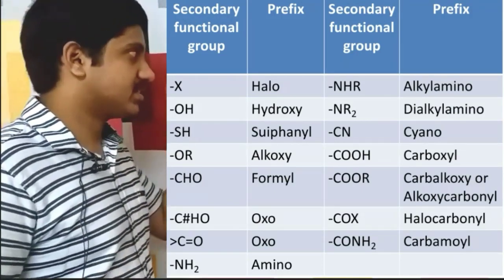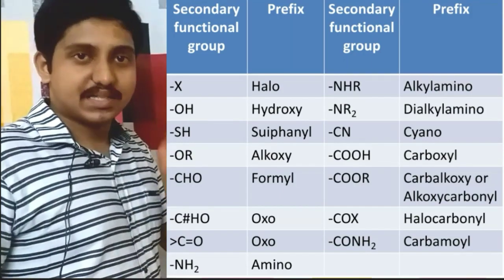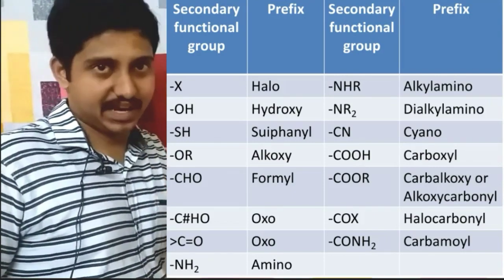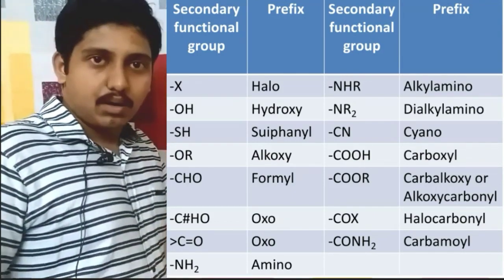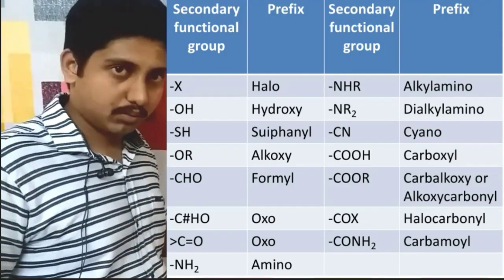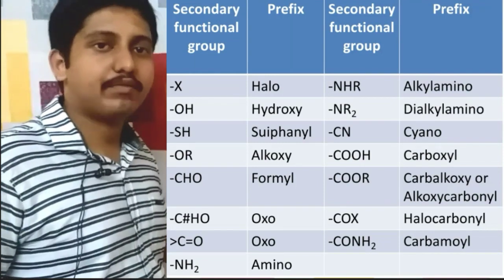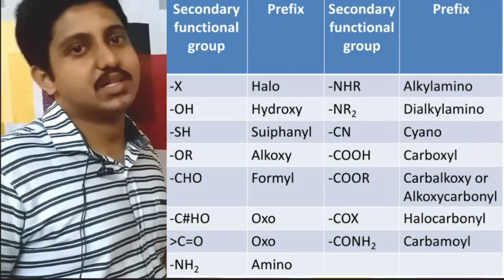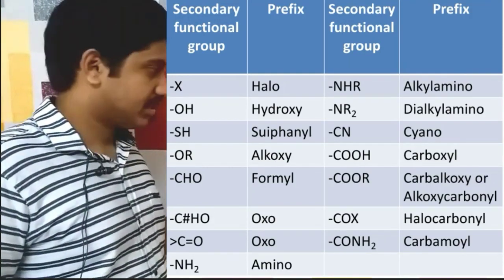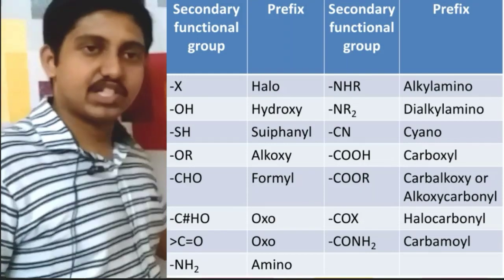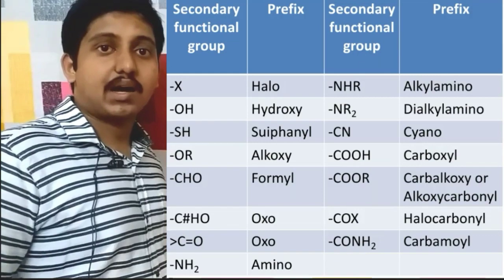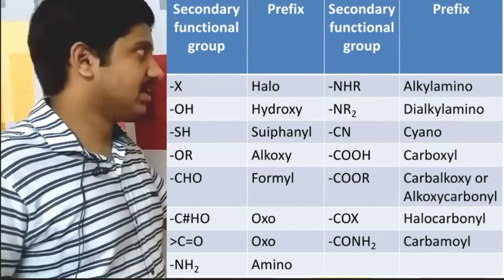Then aldehyde, that is if aldehyde comes as a substituent or a prefix, how to name it? Formyl, if it comes at the end. But if it comes in another carbon atom within the chain, then you can name it as oxo. Similarly, for ketone also, you have to name it as oxo. Keto is also correct. Then the next prefix is for amines, that is amino. If one H is replaced by an R group, then alkylamino. If both the H are replaced by alkyl groups, then dialkylamino.